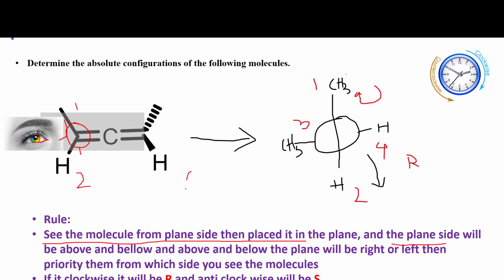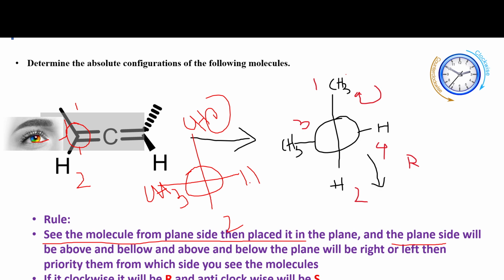So how do we draw a molecule like this? First we see this. This methyl will be first priority. This will be 1. This will be 2. So from which side are we seeing? Then how do you find out? Your methyl will be from here. Say you are seeing, your methyl will be on the left side. So this will be left, and hydrogen will be like this.